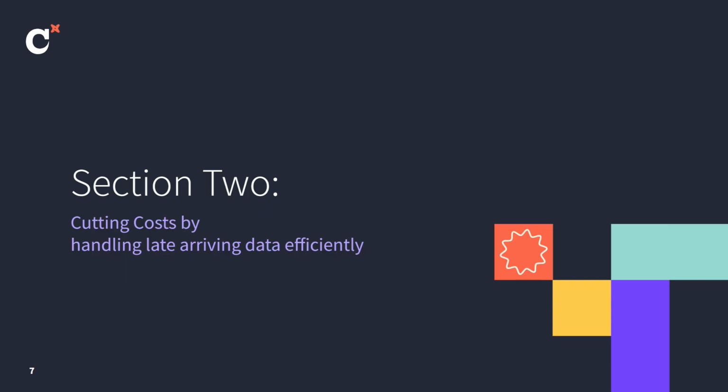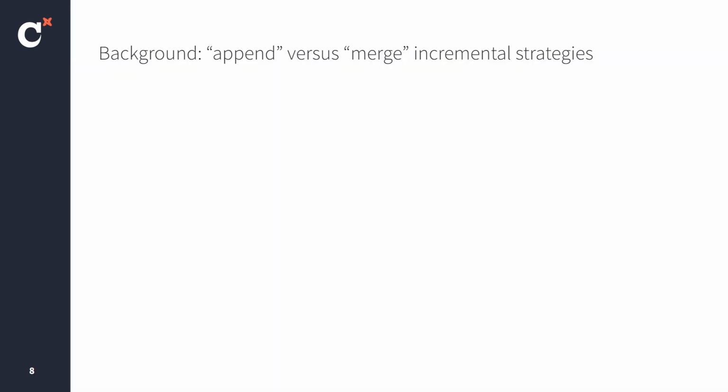So what we did to cut the cost of this model quite significantly was actually change our strategy for how we are handling late arriving data. And I want to start briefly with a little bit of background first. So I want to talk about 2 different incremental strategies that are available in DBT.